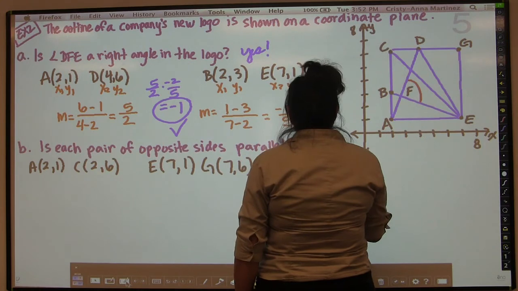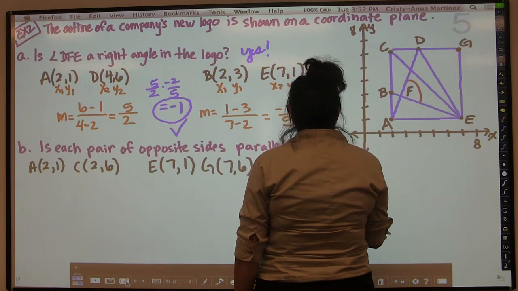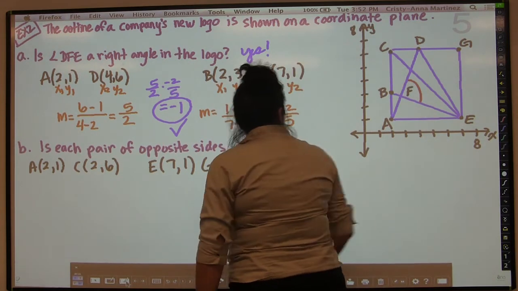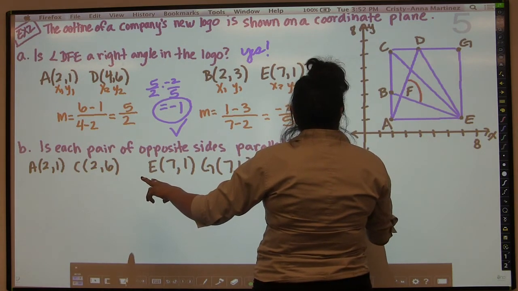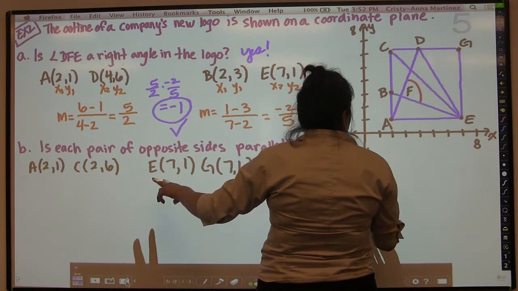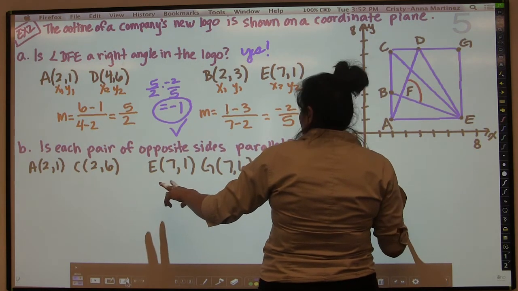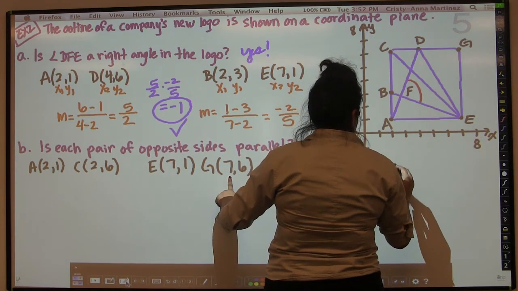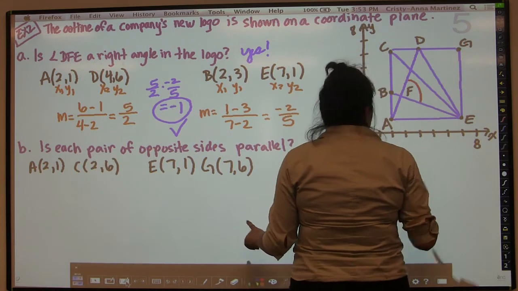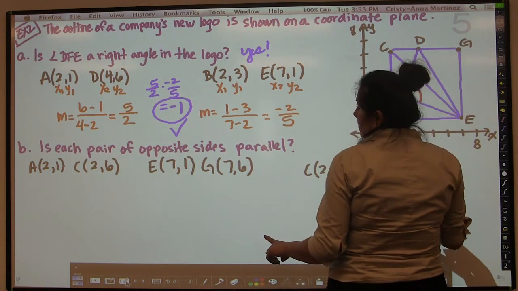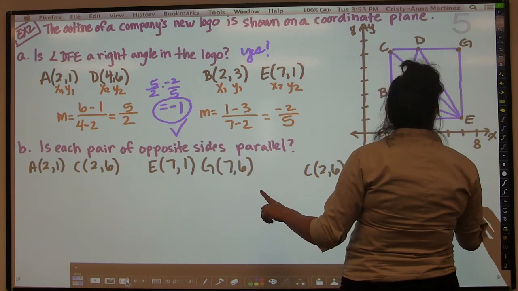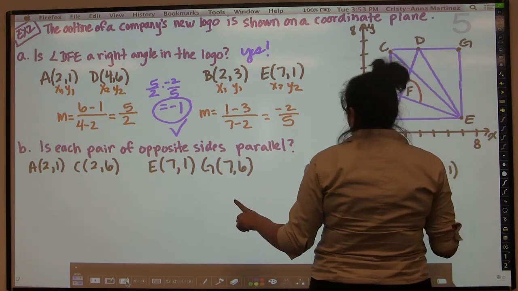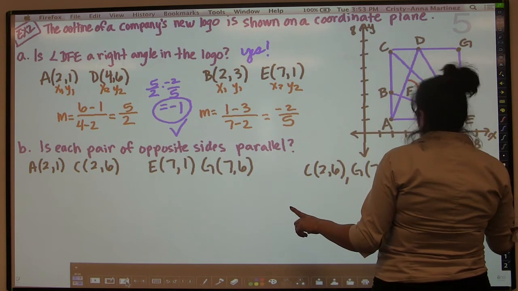C, what was C again? 2, 6. And G was 7, 6. And then that's CG, we want AE. Where's AE? A was 2, 1. And E was 7, 1.